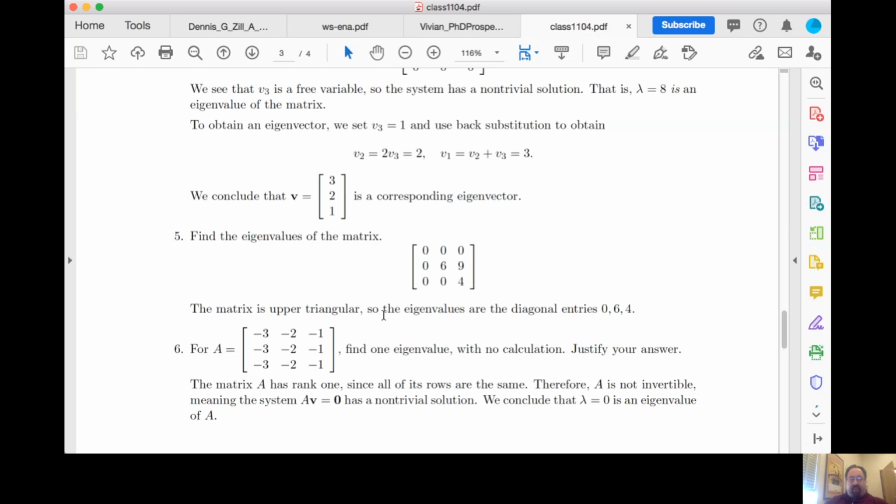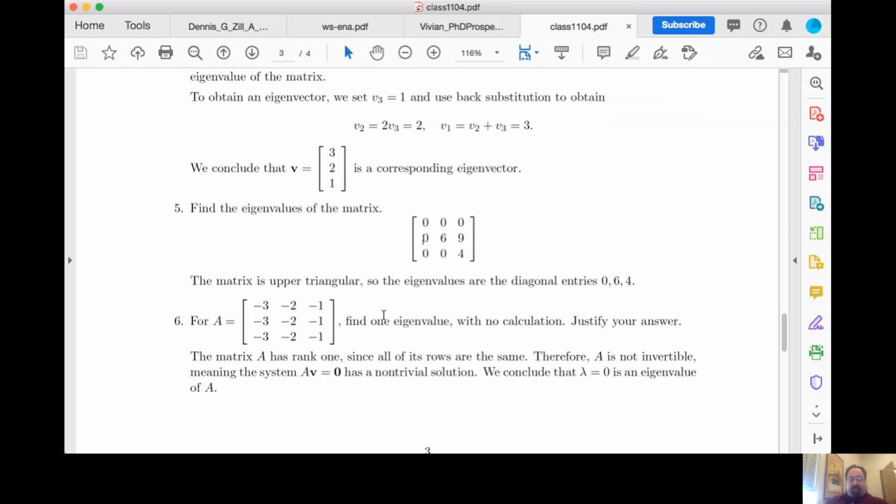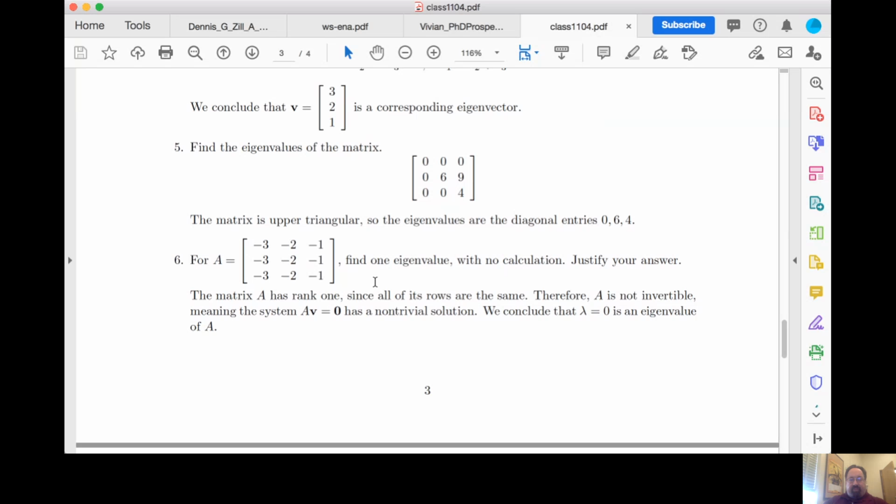Now, in some cases, you can find an eigenvalue just by looking. Triangular is one case, but there are other cases too. Because we have a matrix like this where we notice that all the rows are the same. So when you have a matrix where all the rows are the same, or even if they're just scalar multiples of each other, that's a matrix that is not invertible. It's actually rank 1.